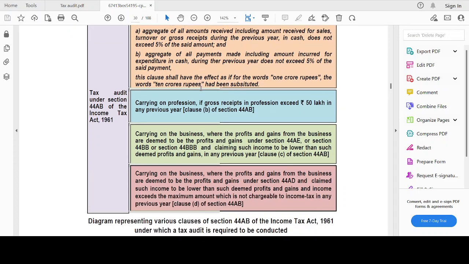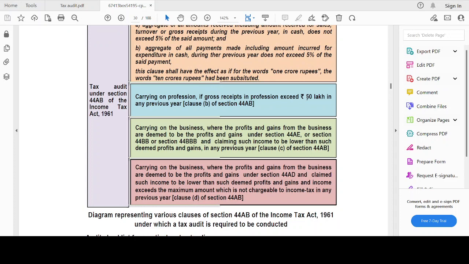Carrying on a profession, if the gross receipts in the profession exceed rupees 50 lakhs. Or carrying on business where the profits and gains are deemed to be the profits and gains under section 44AE, 44BB or 44BBB, and the assessee claims income to be lower than the deemed profits and gains in any previous year. When I'm opting for 44AE, 44BB or 44BBB and declaring the profits as lower than the deemed profits or gains, then I have to get myself audited.